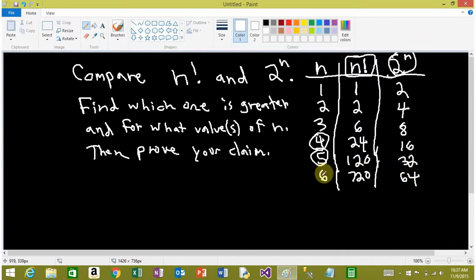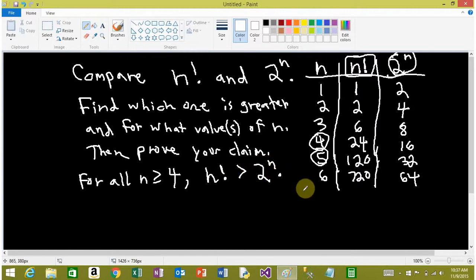So we can make a claim. We can say, for all n, let's say greater than or equal to 4, n factorial is strictly greater than 2 to the n. So that looks like a true statement, right?